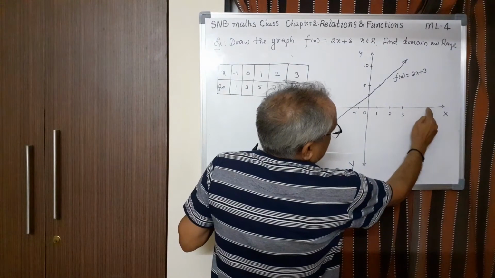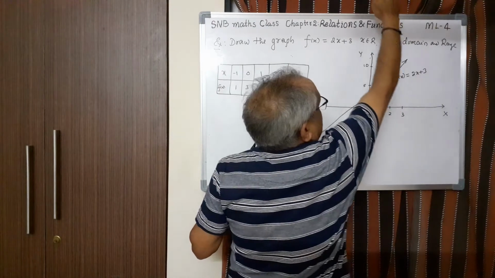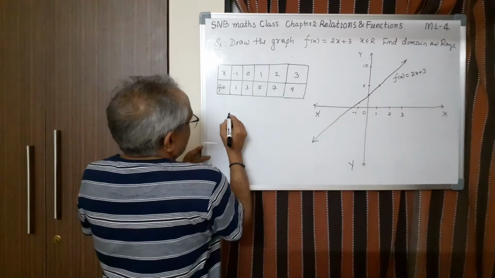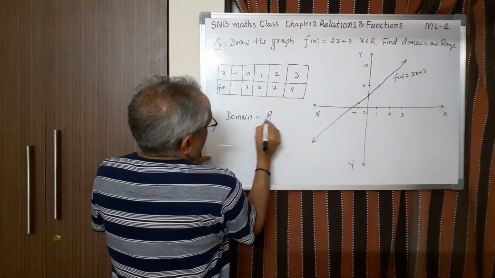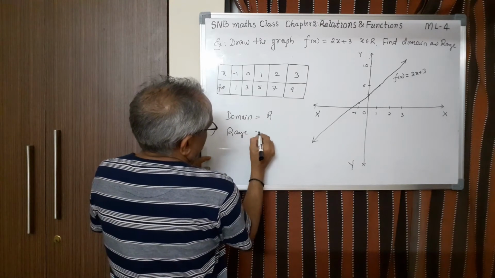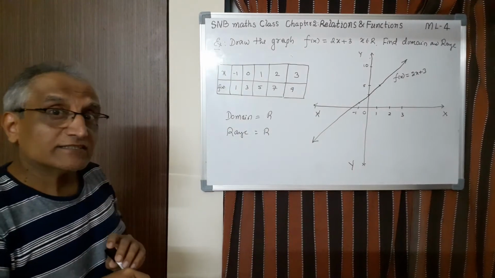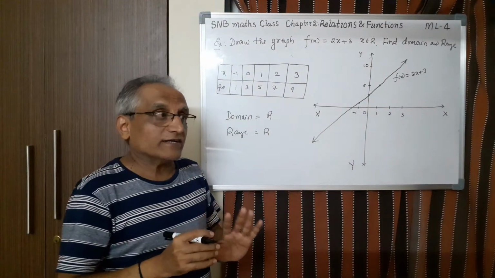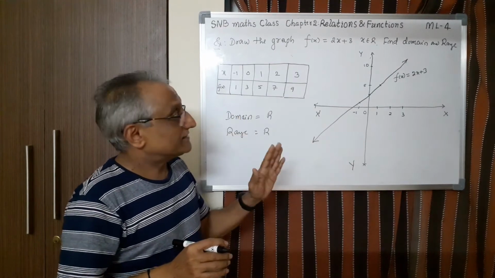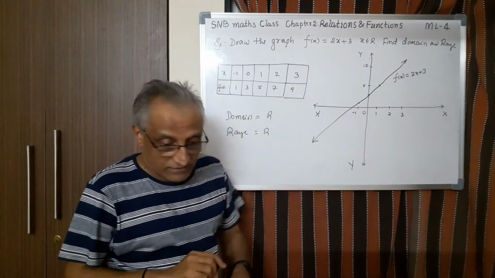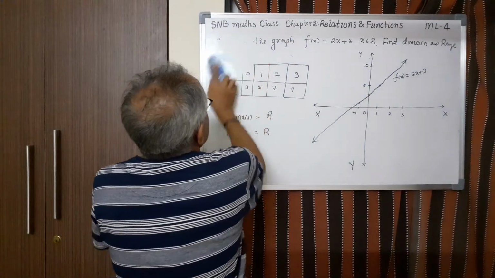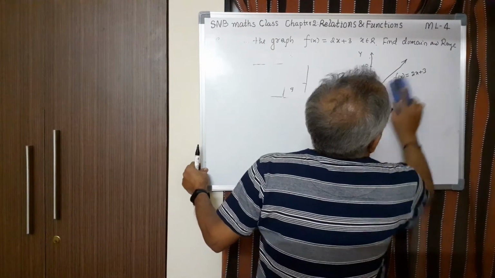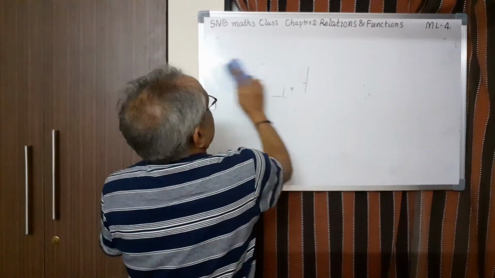Here you can see, if you take a very large value for x, you get a very large value for y also. That means domain is R, and range is also R only. Whenever a function is given, you should always think of what is the domain and what is the range. So this is the first example. Let me take one more example of polynomial function, say f of x equal to x square.